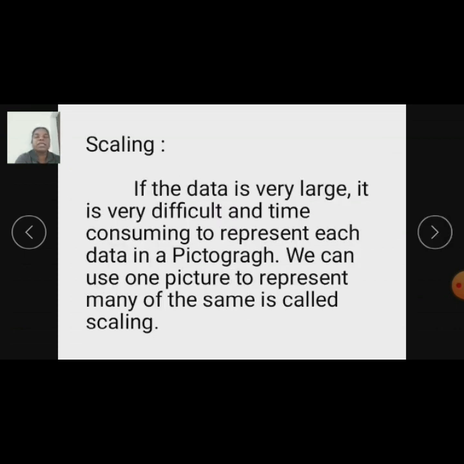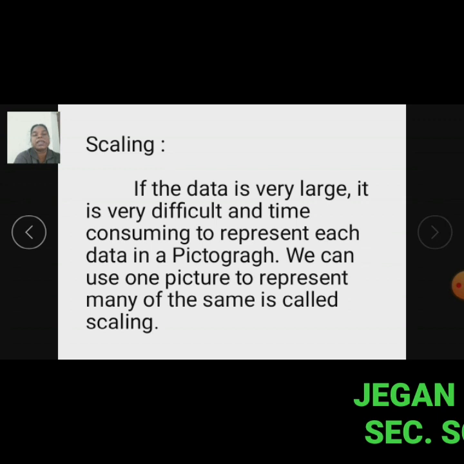Scaling. If the data is very large, it is very difficult and time consuming to represent each data in a pictograph. We can use one picture to represent many of the same, which is called scaling.